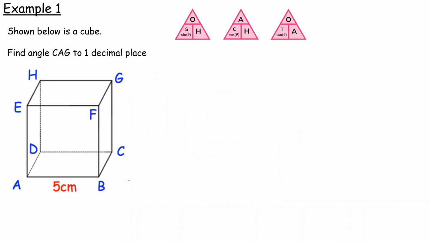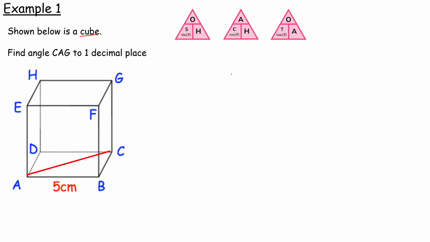We're going to go through a couple of examples, 2 examples in fact, and then you can try a couple of questions yourself afterwards. So example 1 says, shown below is a cube, and that's an important word because that's going to mean that every single side length is going to be equal to 5, because in a cube, every side is the same. And it says, find angle CAG to 1 decimal place.